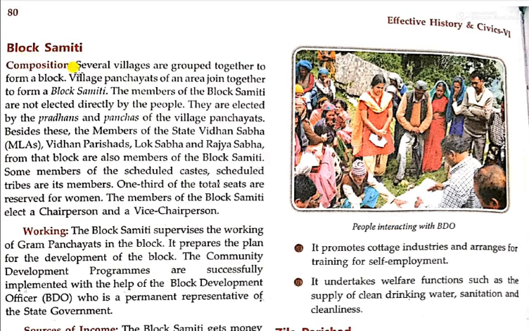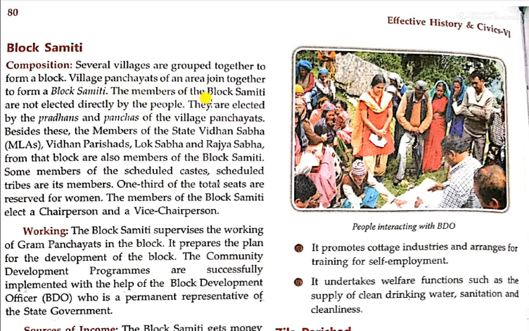Block Samiti composition. So first we look into the composition of the block samiti. What constitutes the block samiti? Several villages are grouped together to form a block. Village panchayats of an area join together to form a block samiti. We already discussed before that a block is formed by around 8 or 10 villages, and each of these villages has a village panchayat. So the village panchayats group together to form the block samiti.